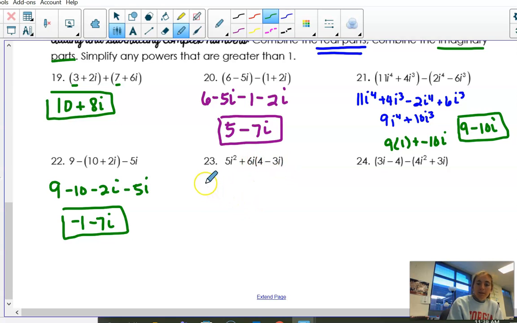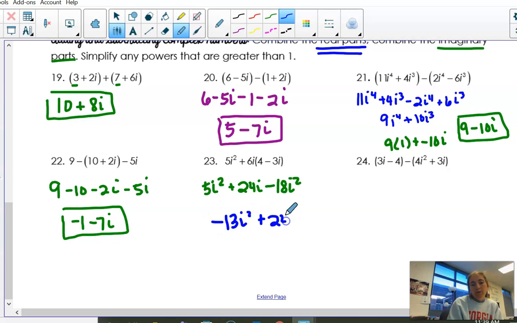23, we need to distribute the 6i. So I've got 5i squared plus 24i minus 18i squared. 5i squared and -18i squared are like terms, so that leaves us with -13i squared plus 24i. i squared is -1, so this is 13 times -1 plus 24i. So fully simplified, this is 13 plus 24i.